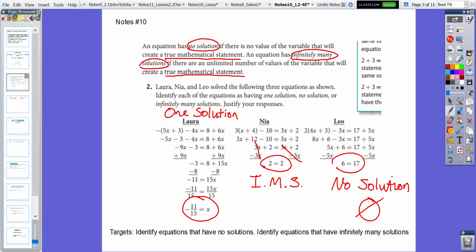So we're going to go through a couple of examples and determine whether or not they are one solution, infinitely many solutions, or no solution. And by the way, these are our special solutions: IMS, infinitely many solutions, or no solution. Those are our special solutions.